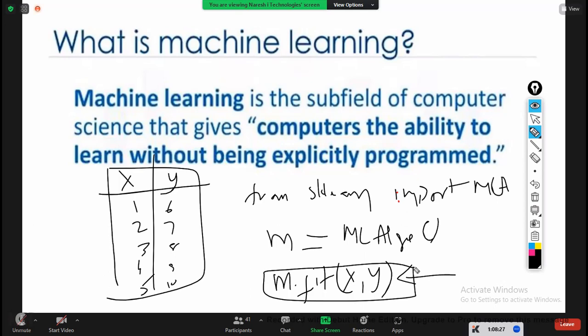Standard scaling means, sir, from sklearn.preprocessing import StandardScaler, then SC dot fit and transform. You can't say it like this. Standard scalar means converting every value to its corresponding z-score, where z-score is equal to x minus mu divided by sigma. That is the answer.